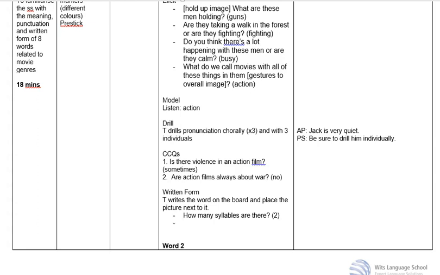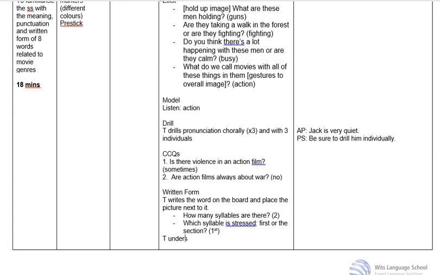Once they've identified the syllables, which syllable is stressed? The first or the second? It is the first. You don't need to tell them what the difficult sound is, you just need to script it.